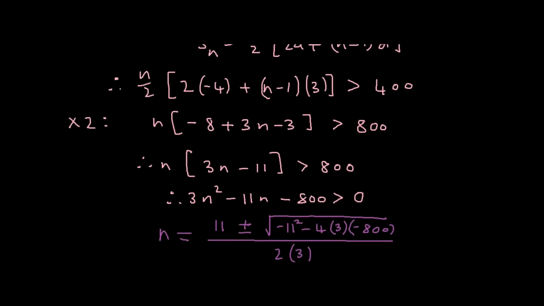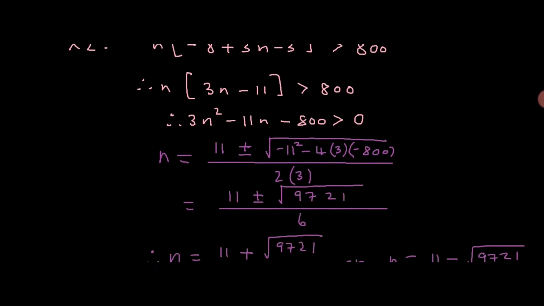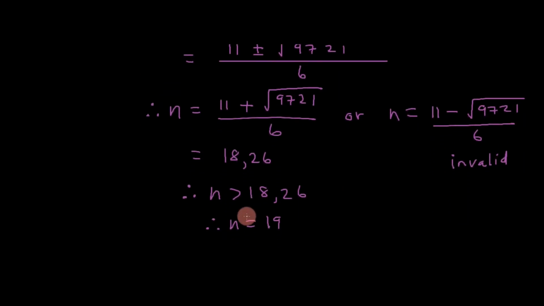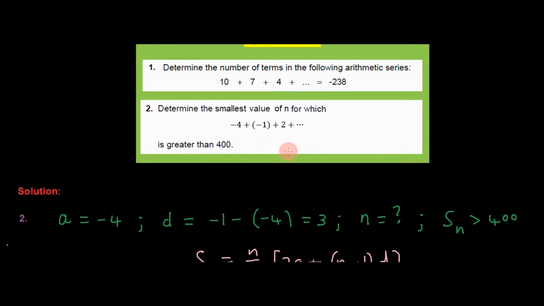Now, to go back to the original question, we needed to find the smallest value of n for which the series is greater than 400. So n is equal to 19. So this is the smallest number, 19, the smallest number of terms for which the original series will be greater than 400.